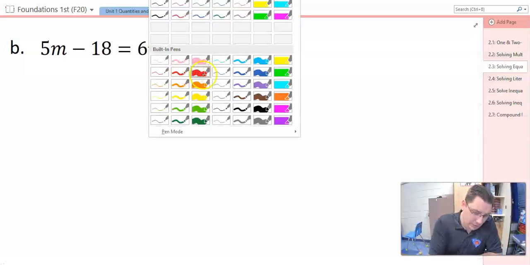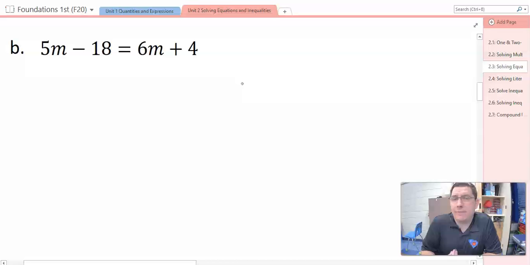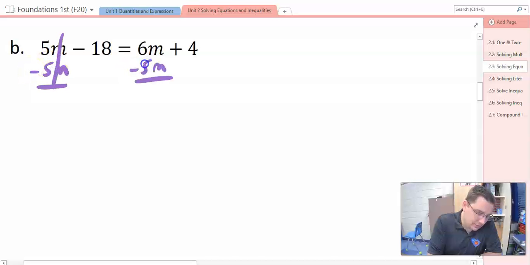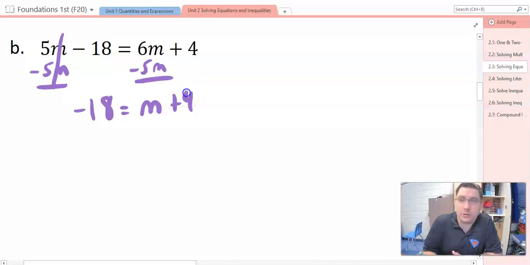Here's my recommendation when you have variables on both sides. Now, the first problem, I moved a certain way, and this will actually go against this general philosophy I have. I always like to move the smaller coefficient. And so negatives will be smaller than positives, right? In this case, I want to move the 5m to the side with the 6m. Here's why. Watch what happens when I do this. I subtract 5m from both sides. This cancels. I get negative 18. 6 minus 5 is 1, so this leaves us m plus the 4.